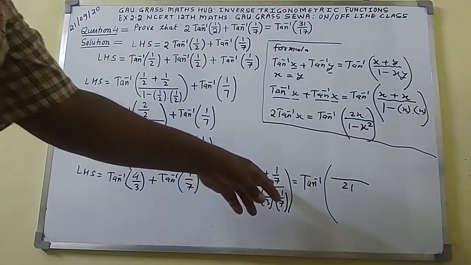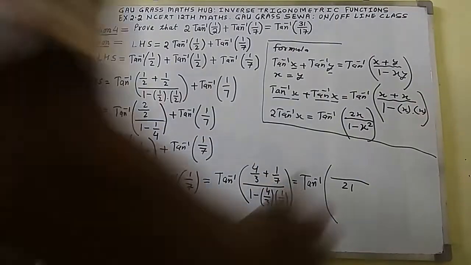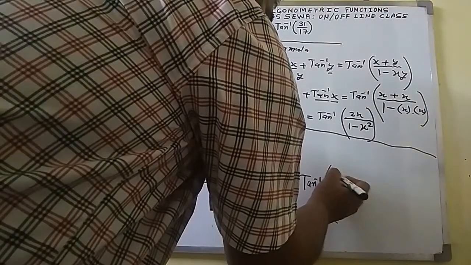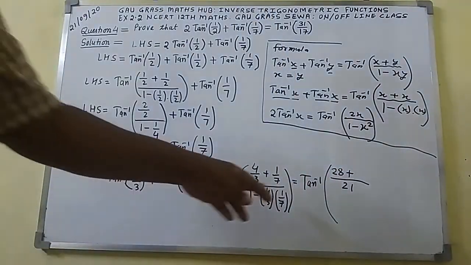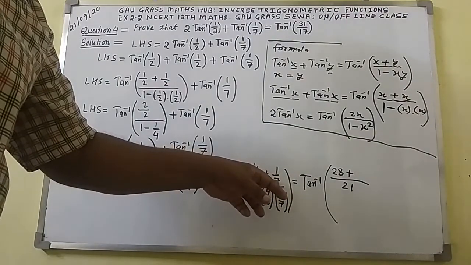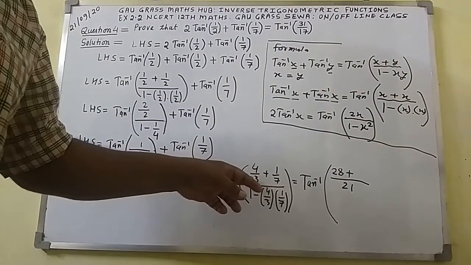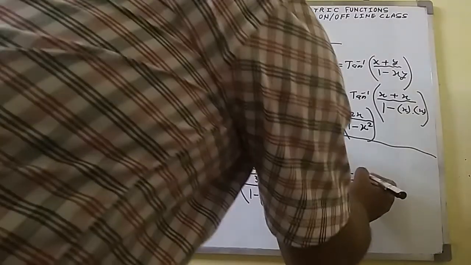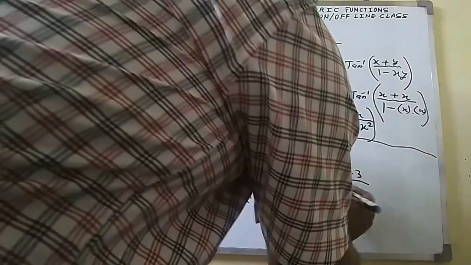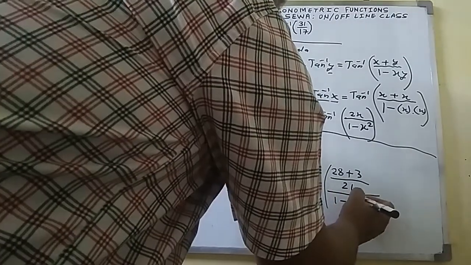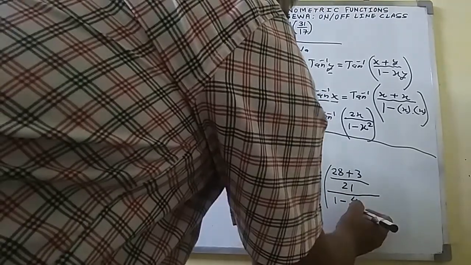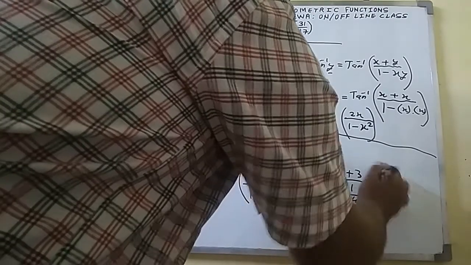Here you will get 7 will multiply to 4, you will get here 28, plus here 3 will multiply to 7 comes out to 21, and also 3 will multiply to 1 comes out to 3, whole over 1 minus, here 4 will multiply to 1 we will get here 4, over here 7 will multiply to 3 comes out to 21. So here you can write like this.